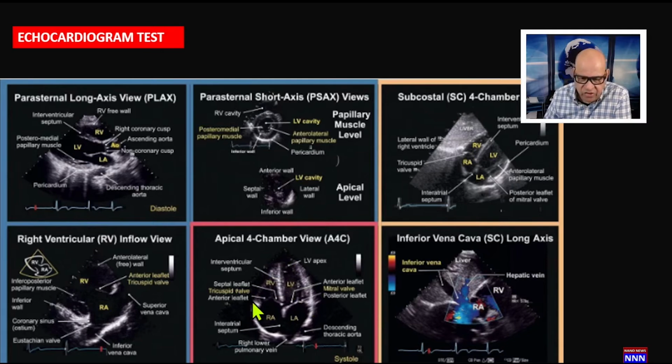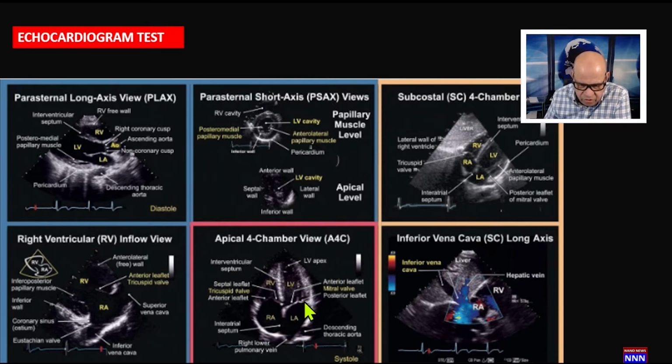And we can also tell that by looking at the thickness of the wall, which will be much thicker on the left side. Then we have the left ventricular cavity. We have the lateral wall here. We have the interventricular septum. We have the mitral leaflets. As you can see, this is the anterior leaflet.